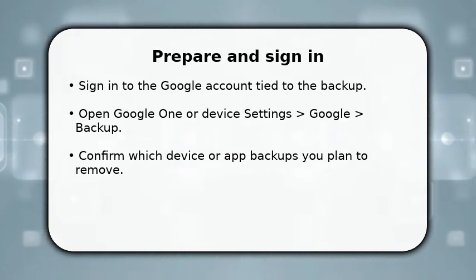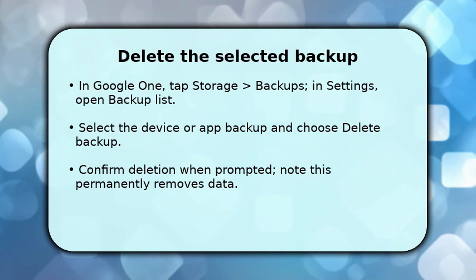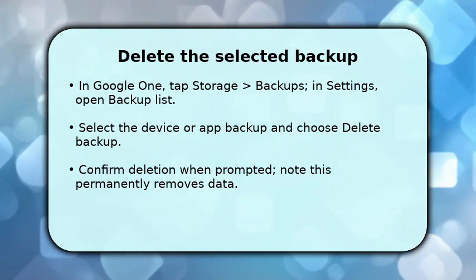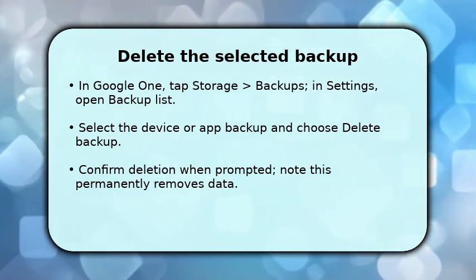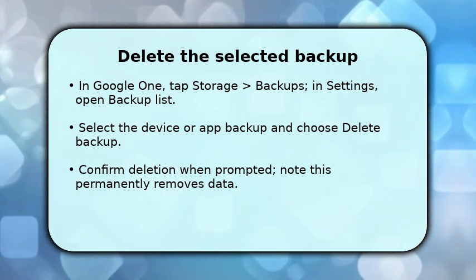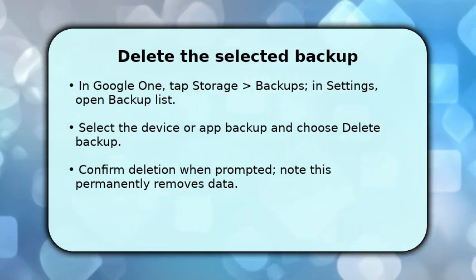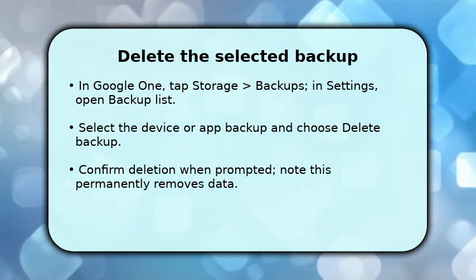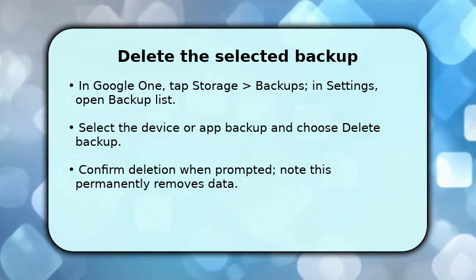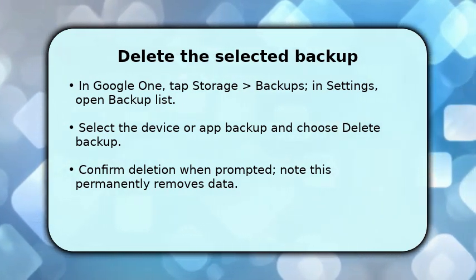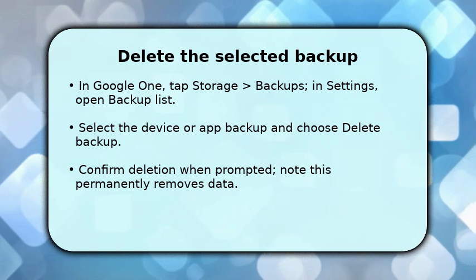Once you locate the backup in Google One or your device backup list, tap the specific entry to open details, then choose Delete Backup. You'll see a prompt that deletion is permanent. Read the summary so you know what's being removed. After you confirm, the system will purge the stored backup from Google servers. Make sure you have any local copies you need.